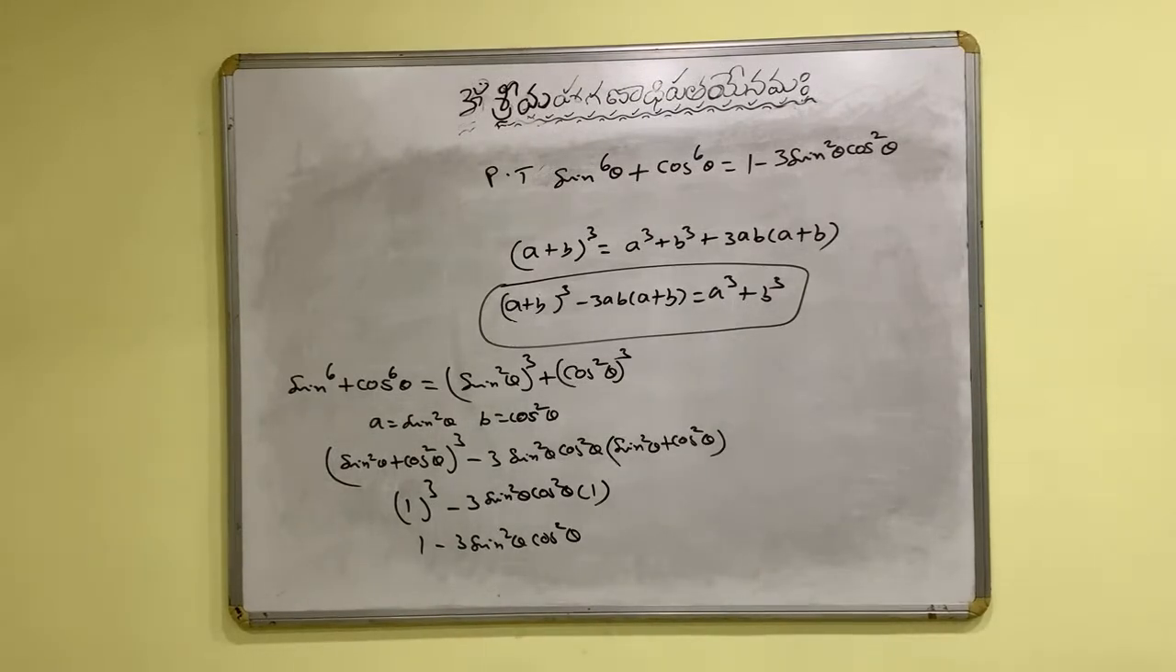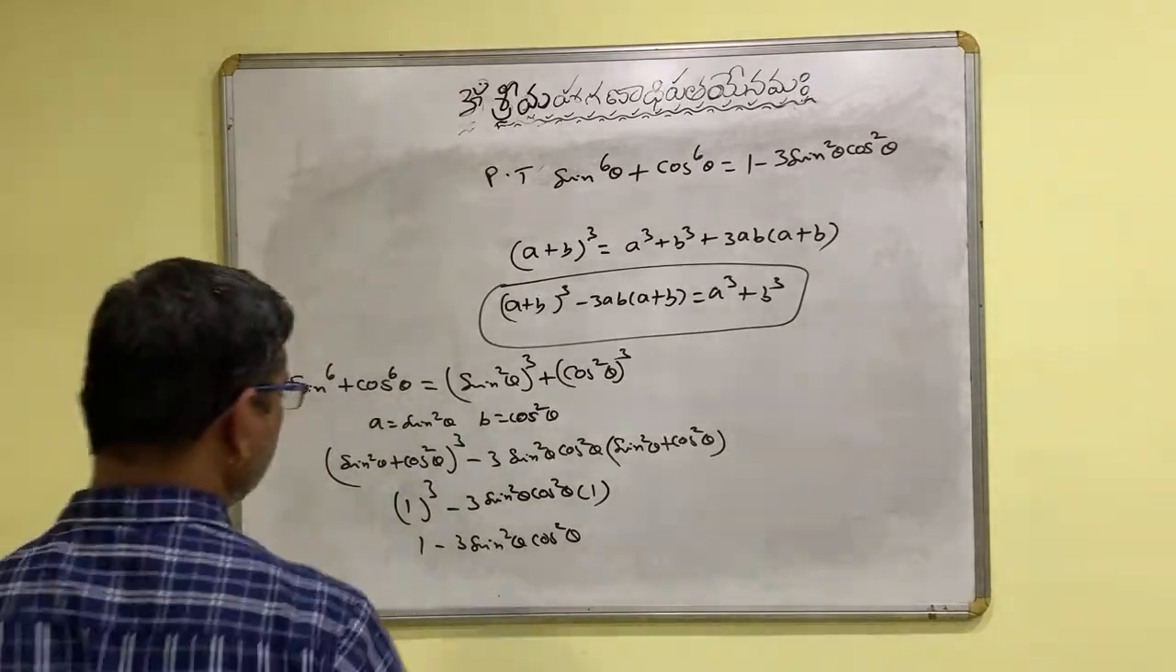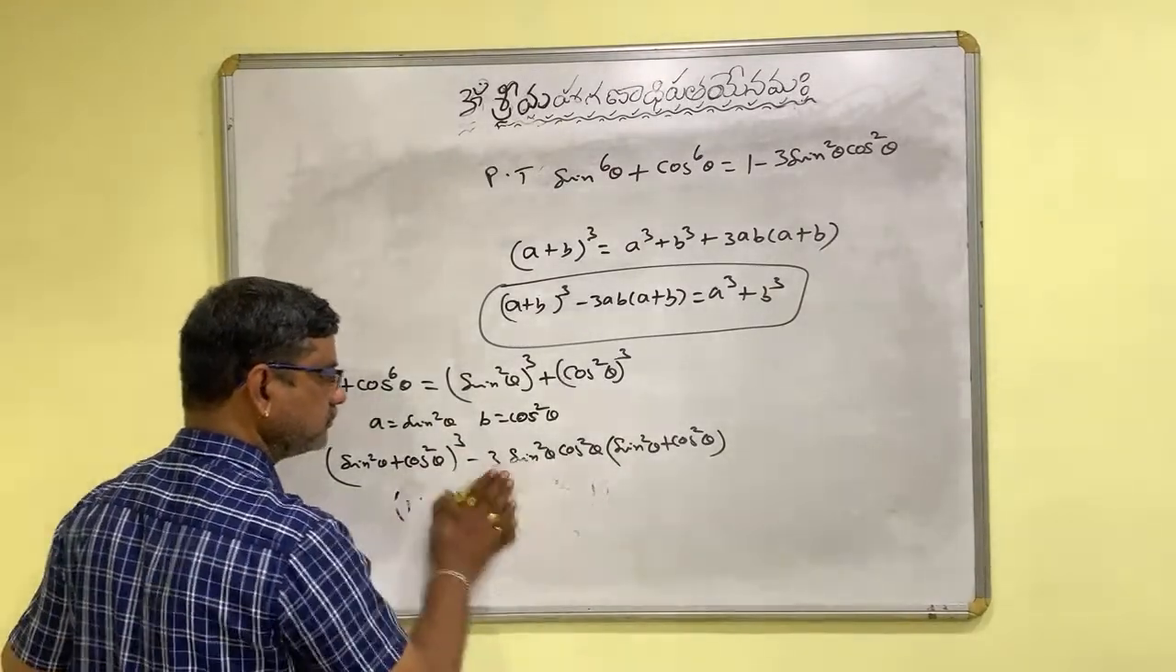A good question. So this is interconnection between algebra and trigonometry. So if we don't know this algebraic formula, we cannot solve this problem. It is interrelation. Okay, na? Right. I am going ahead with the next question.